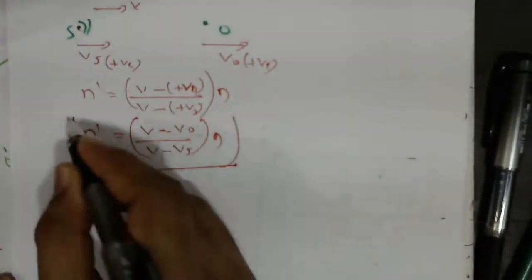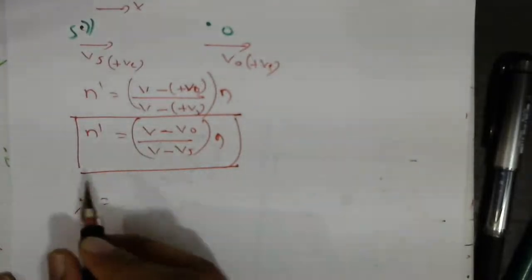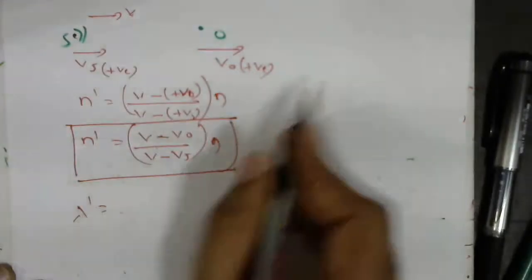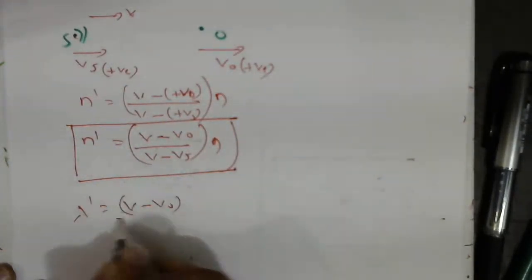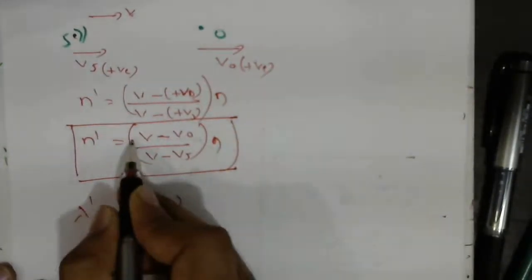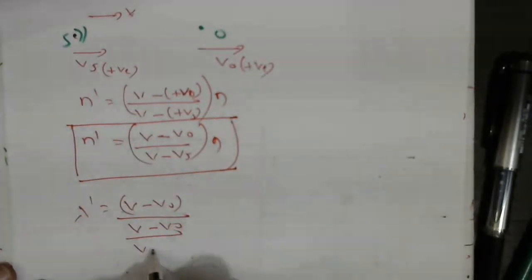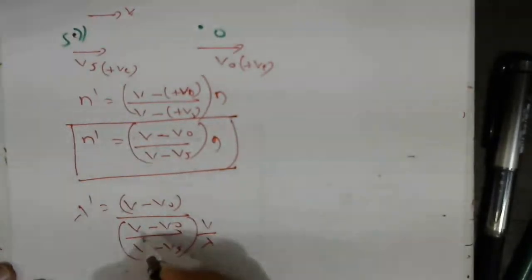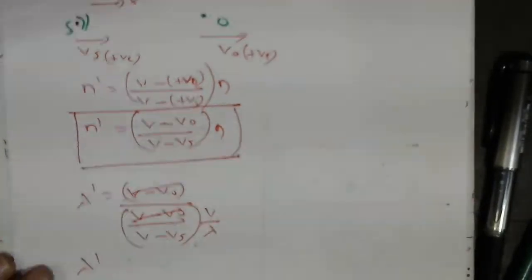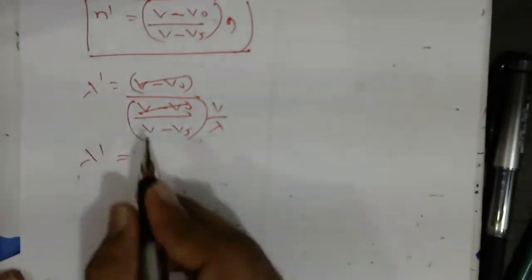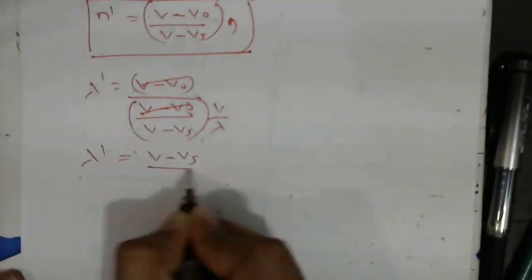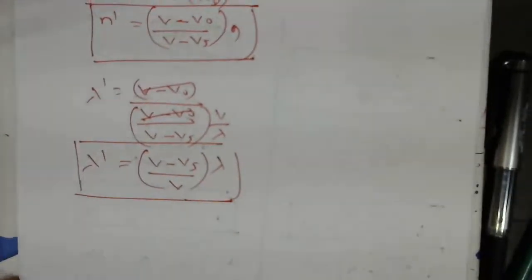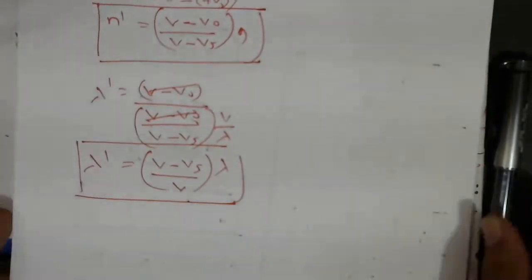This is the apparent frequency. The apparent wavelength can be written as the velocity of sound with respect to the observer. Both are in the same direction, so we take minus, upon V minus V naught. Just substitute the apparent frequency. V minus Vs into N, and N can be written as V by lambda. This one gets cancelled. Lambda dash is equal to V minus Vs upon V into lambda. This is the apparent wavelength.